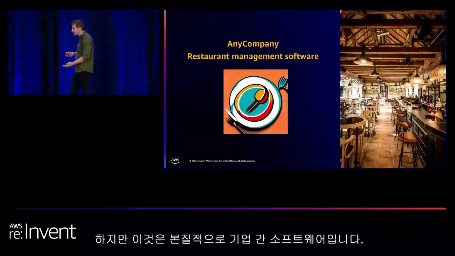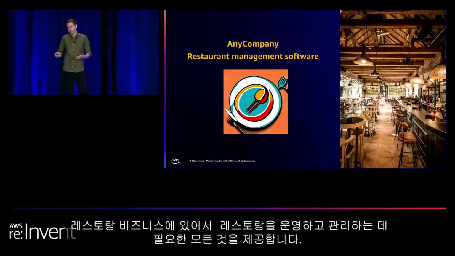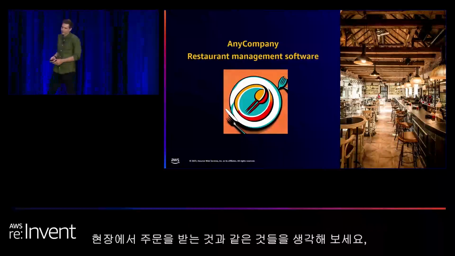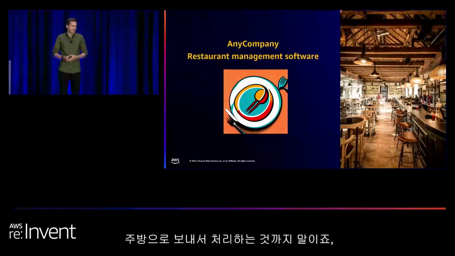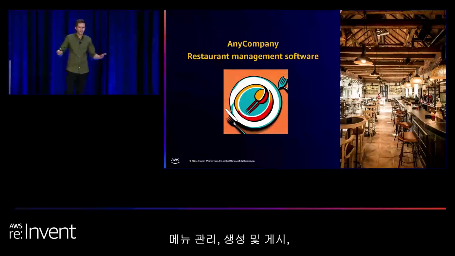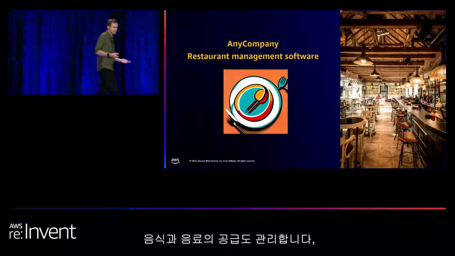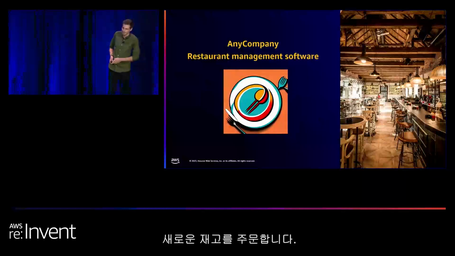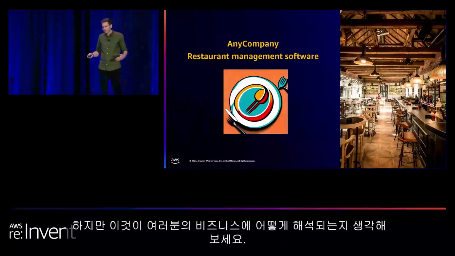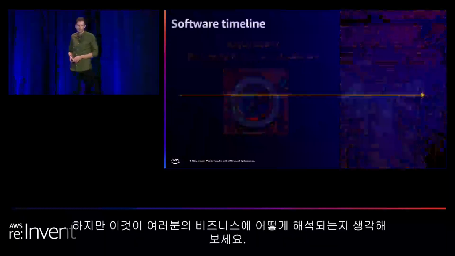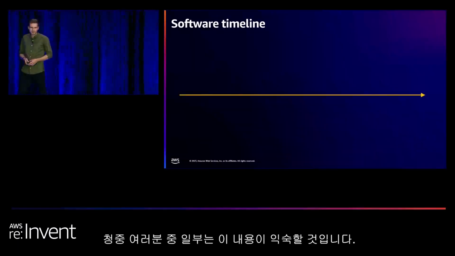But this is essentially business-to-business software that gives restaurant businesses everything you need to run and manage a restaurant. So think about things like taking orders on site, sending those through to the kitchen to be processed, managing, creating, and publishing menus, and also managing the supplies of food and drink, so placing orders for new stock. Now, this is an example to use today just to help frame the context, but think about how this translates to your own businesses.